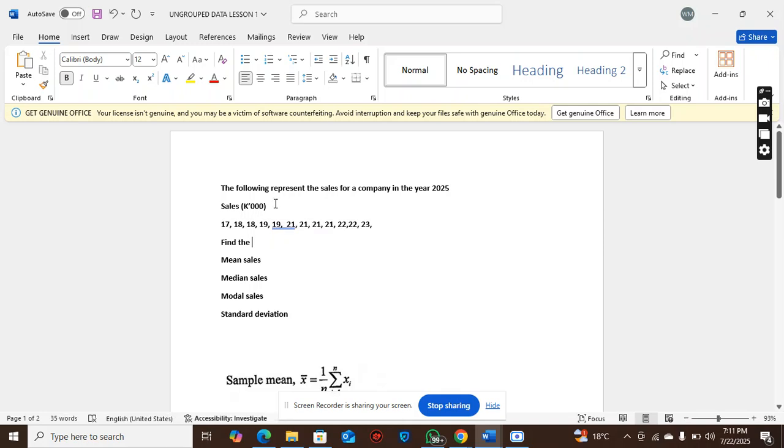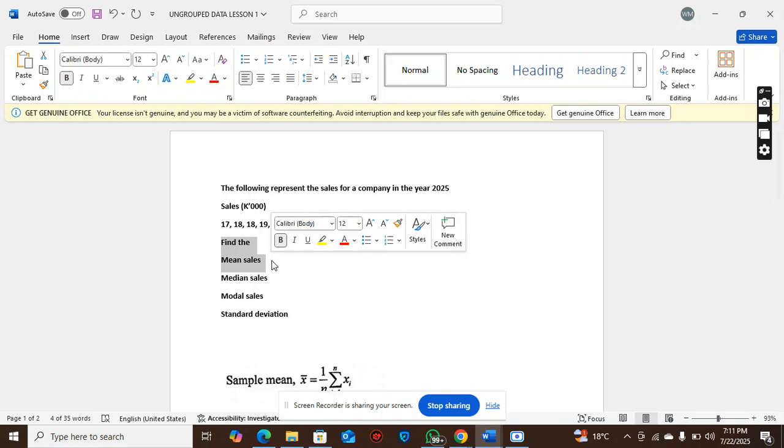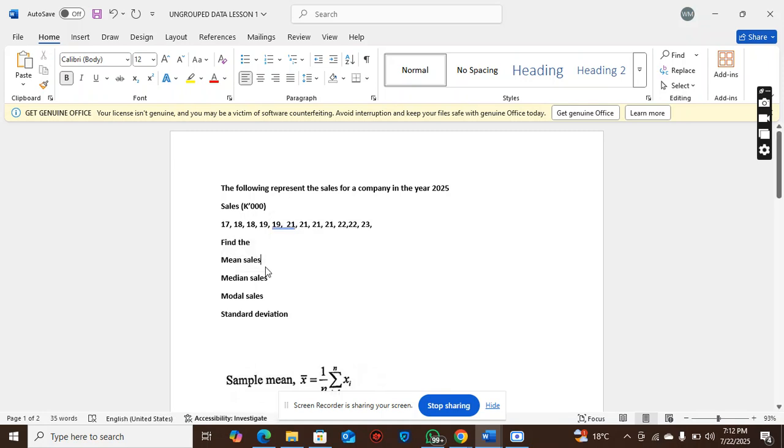Okay, it says first find the mean sales. So the mean is like the average. What the mean is, basically, it's a number that describes the data set. You want to describe a data set with one number, that is the mean. But in this case, for this question, the mean would be like the general performance or the average performance for the company. All right.